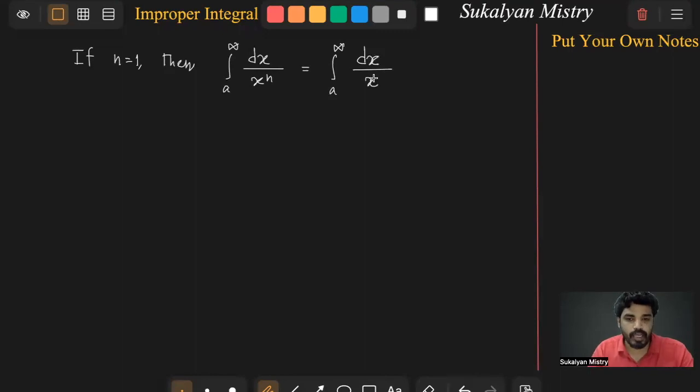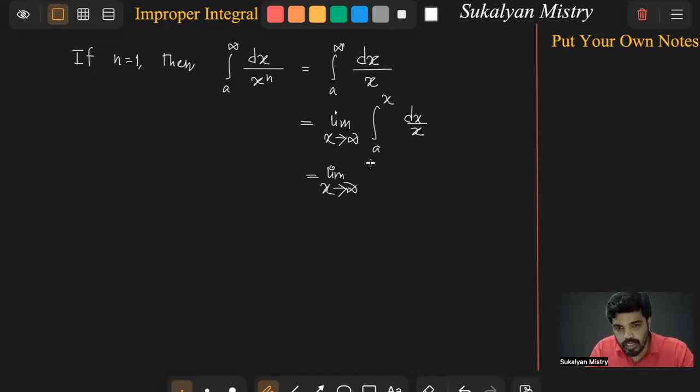Getting my point? Okay, so this can be written as limit x tending to infinity integration a to x dx by x, so that is limit x tending to infinity, so dx by x, so integration of 1 by x, that is log x.